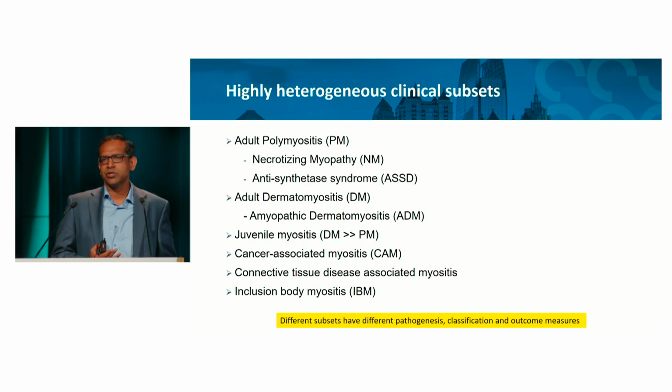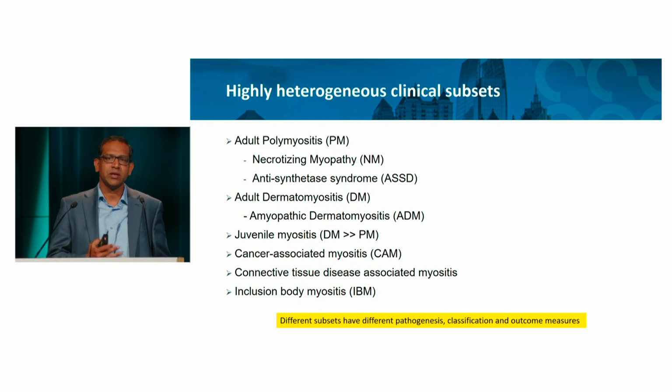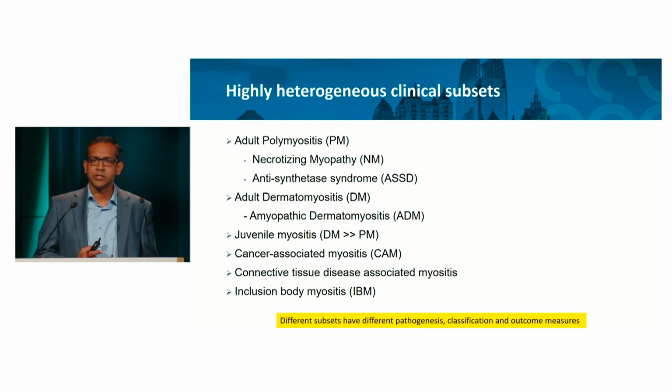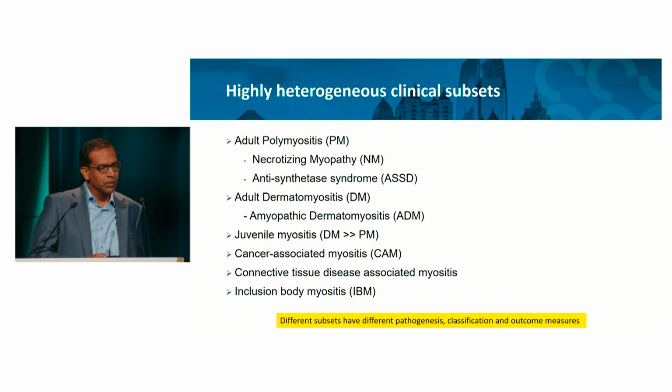It's a highly heterogeneous group of diseases with various different clinical subsets. So if you look at adult polymyositis or necrotizing myopathy or antisynthetase syndrome, it's very different from adult dermatomyositis and other diseases. Obviously, inclusion body myositis is a completely different animal.